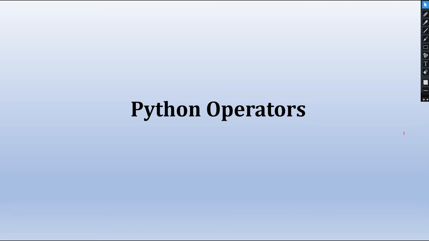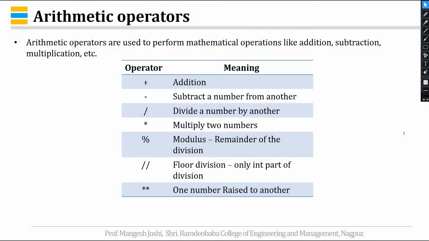Now next we will move to Python operators. There are different types of operators. Very basic is arithmetic operators, consisting of plus, subtraction, division, multiplication, mod, floor division, and one number raised to another. Okay, so we'll directly take the example.